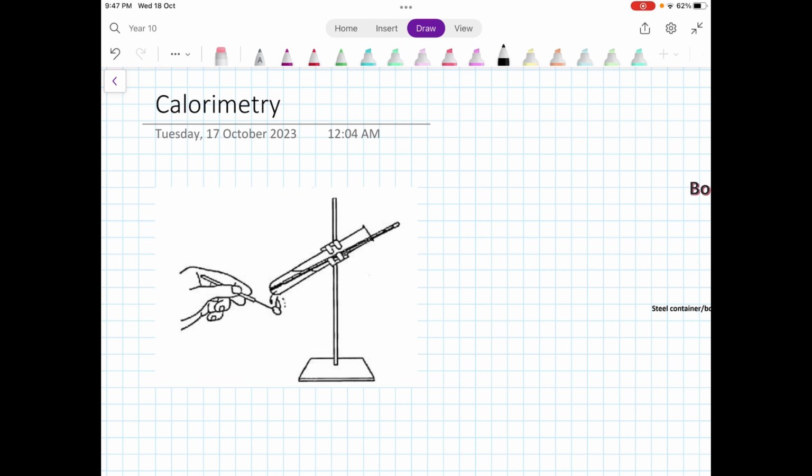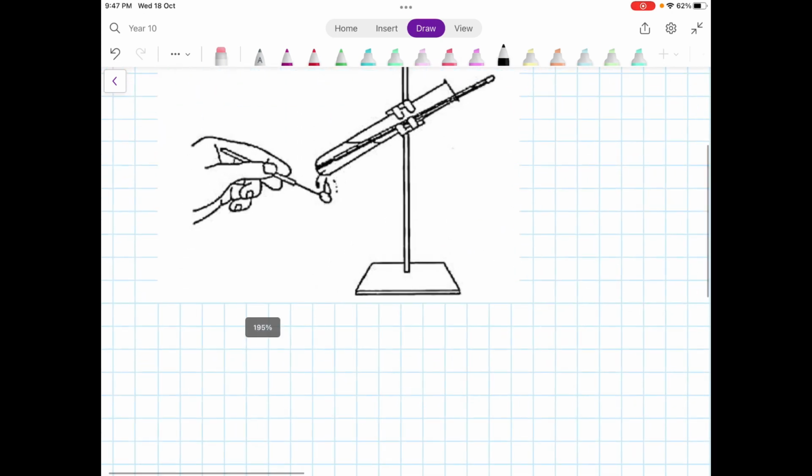Today we are going to be going through calorimetry. Calorimetry is a procedure that we can use to calculate the energy content of a sample of food, and we do this by burning the sample. So this diagram over here is a setup of calorimetry, which we might do inside a science lab. And these are the steps that we should do.